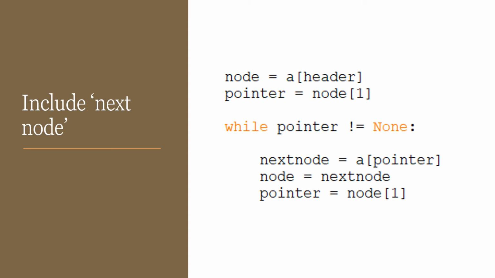And then to move on, we set the current node to be equal to the next node and reset the pointer. So there's one extra line and I've got the next node, and then I change the current node to the next node, and that makes me move on through the list. So it's almost the same as before, but I've got two nodes in play, next node and node.